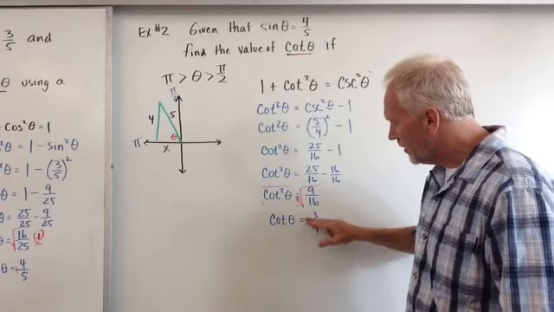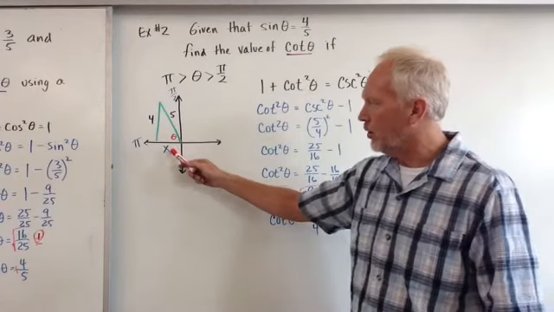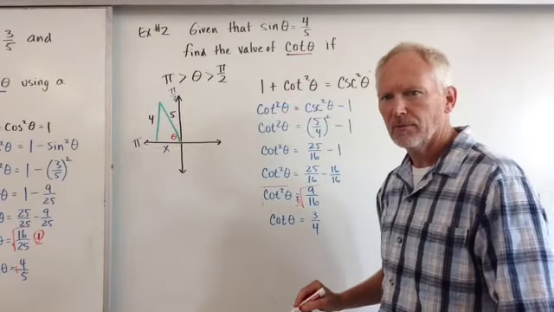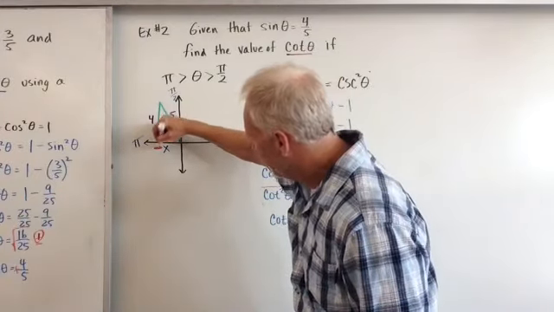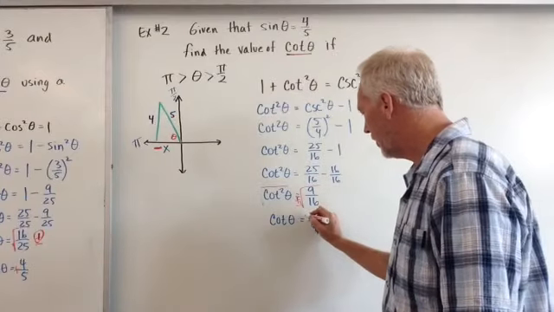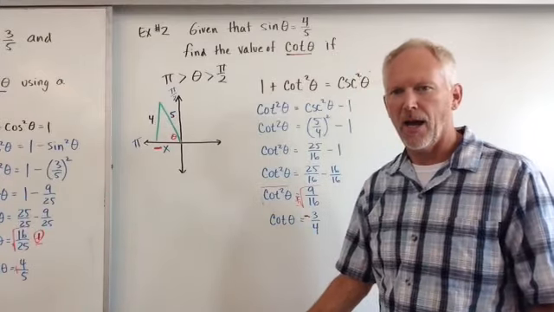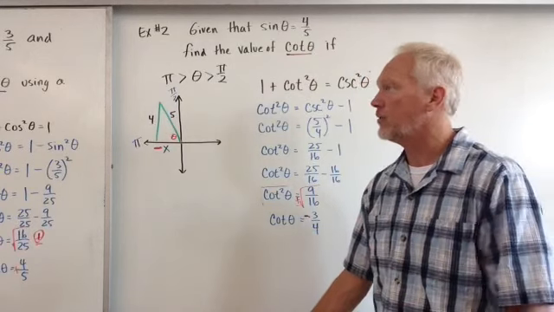All right. Since we're in quadrant 2, the x value should be negative. Right? That's a big negative right there. Negative x. So I will go with negative 3 over 4. And there you have it. That is the cotangent that was asked for by the question.